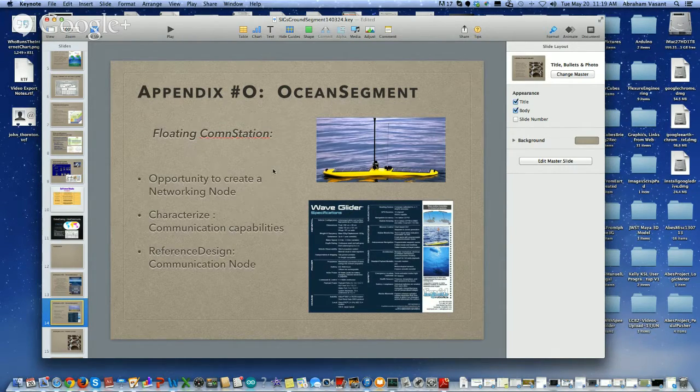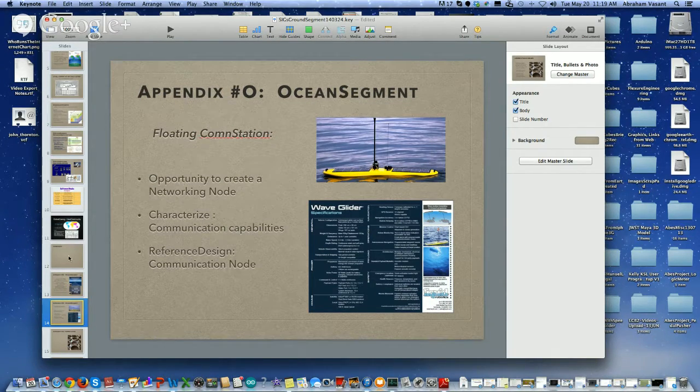One of my challenges here is to float a communication station, and we will have a session later on down the line, preferably by James Gosling himself, to help characterize the communication capability that will be suitable for our needs. And hopefully one of the work groups within our SIG will be able to provide a reference design as a communication node as well.